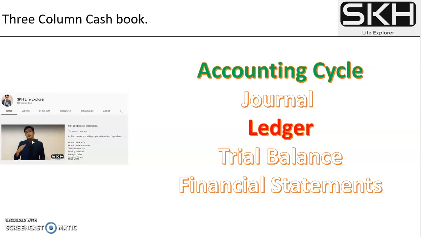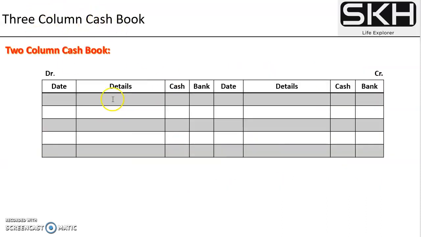In this video, we will be learning about three-column Cashbook. So let's start. As in the last video, you have seen the two-column Cashbook where we had two debit columns, the cash and bank, and two credit columns, cash and bank. If you haven't watched that video, it's better for you to watch that video first, because if you can learn two-column Cashbook well, then three-column Cashbook will be an easy thing for you.